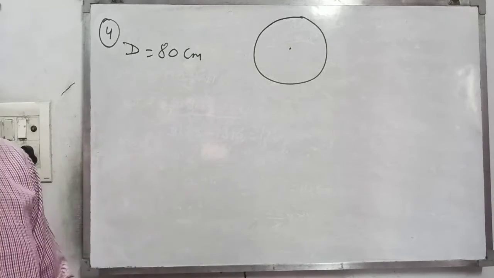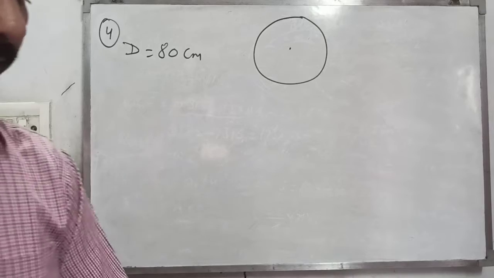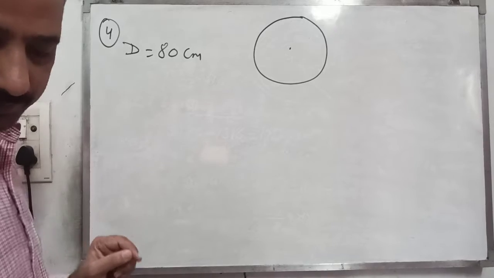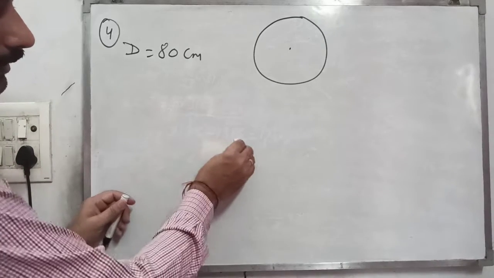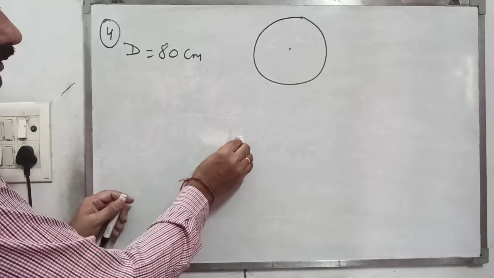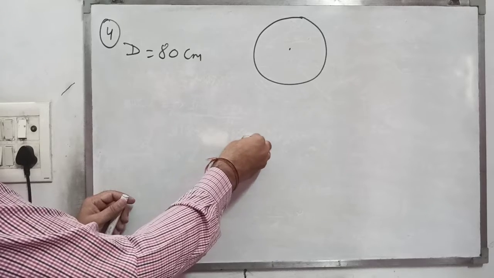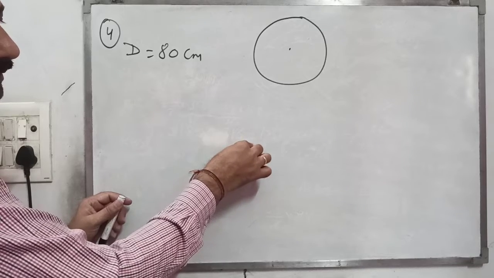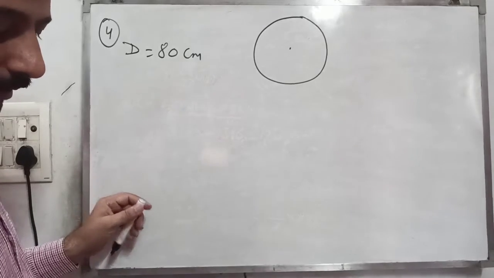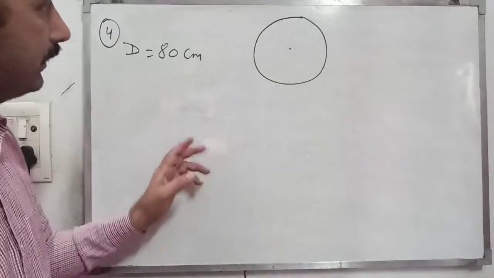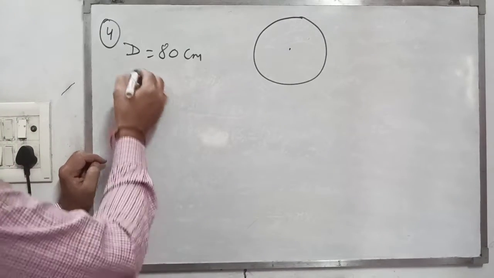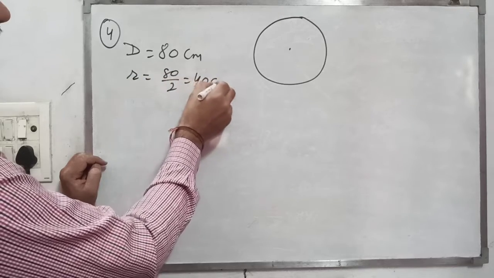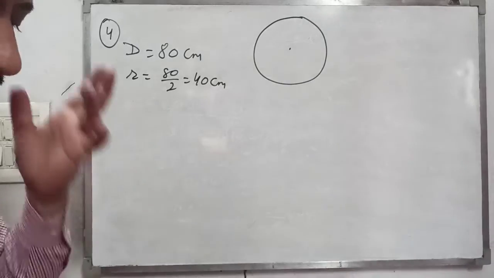The distance covered by the car in one revolution is the circumference of the circle. One wheel covers a distance in one revolution, and that is the circumference. For example, if the wheel moves like that, the distance it covers in one revolution is equal to the circumference. So make the radius 80/2, you get 40 centimeters. The radius is 40 centimeters.